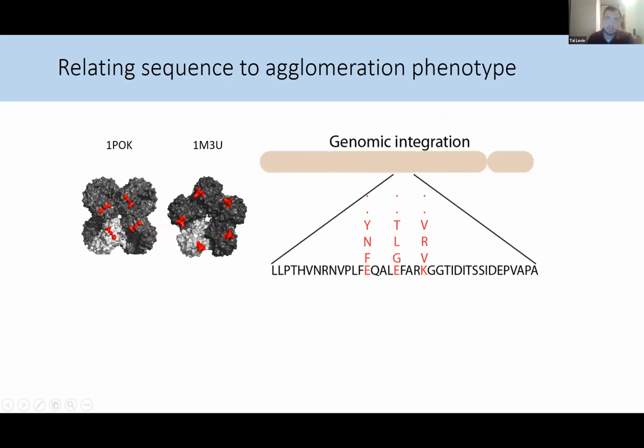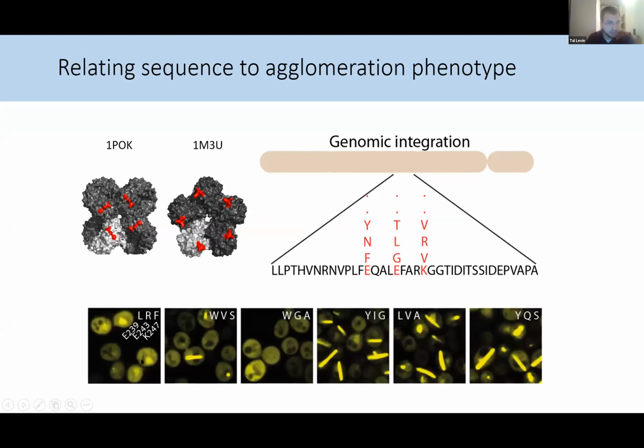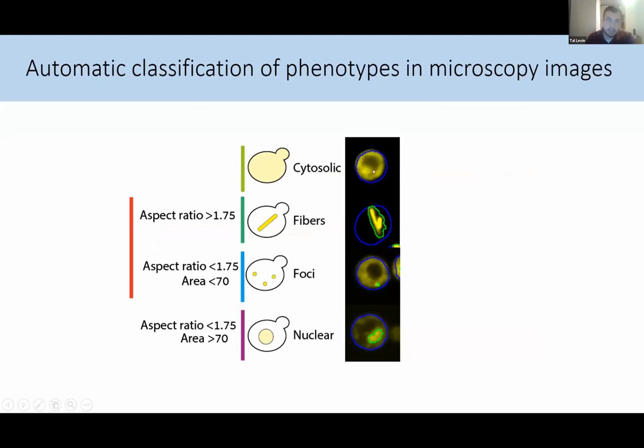Like we said before, in order to see the effect of mutations to all different residues, we took 1POC and 1M3U and mutated them to many different amino acids, where each mutant had a different set of mutations in the 3 residues that were mutated in the 2017 paper. And like we can see here, some mutations had cytosolic phenotypes, others fiber, some had puncta, and some had nuclear phenotypes. We quantified it automatically using our algorithm, which marks regions of increased intensity inside the yeast. And then according to different parameters like aspect ratio and area, we automatically classify them into fibers, foci, nuclear, or condensates, which is both fibers and foci.